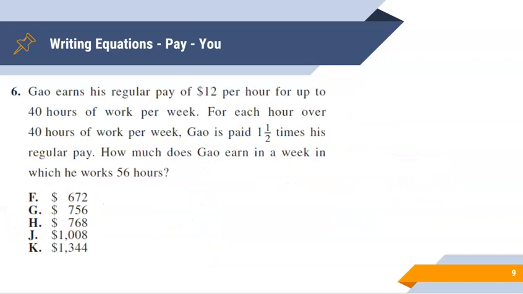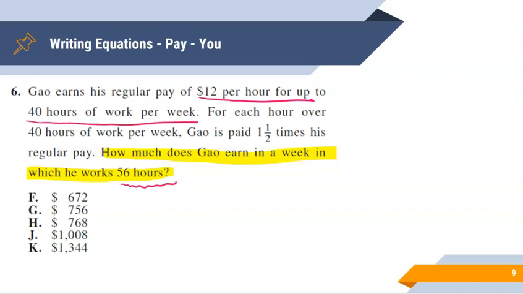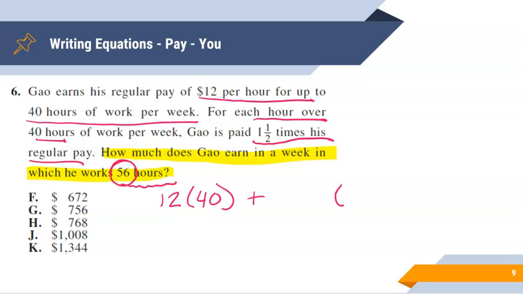Okay, this is a similar deal as the last one. Asked a little differently. They want to know how much would he earn for working 56 hours. Well, again, we're told $12 an hour for 40 hours of work. Then, for each hour over 40, he gets paid 1.5 times his regular pay. Well, if he's working 56 hours, right? That would mean that's a total of 16 extra hours.